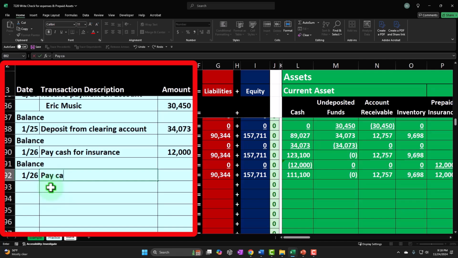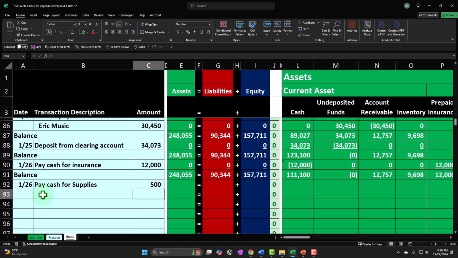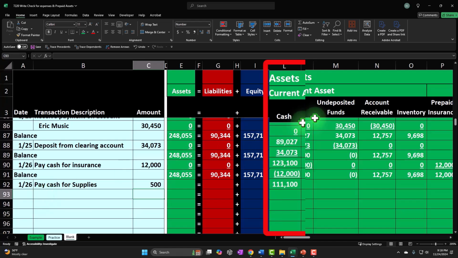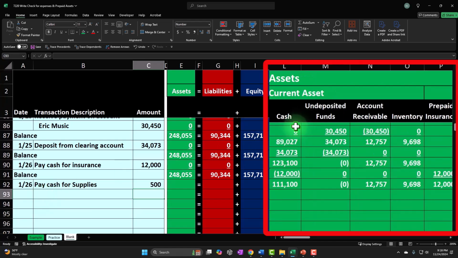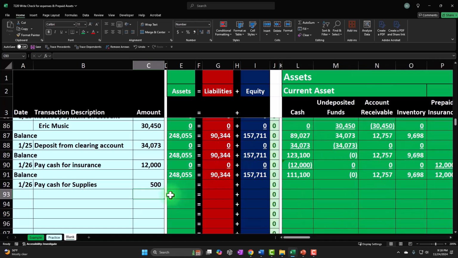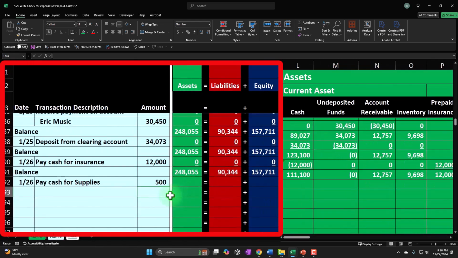So let's say we pay cash, which could be an electronic transfer, a check, or whatever, right? Or cash, right? For supplies. We could be in the store buying supplies, or we might buy them online with an electronic payment of some kind. Point is, the cash account is going to go down, and that's why we're using a check form or expense form, if you want to call it that.